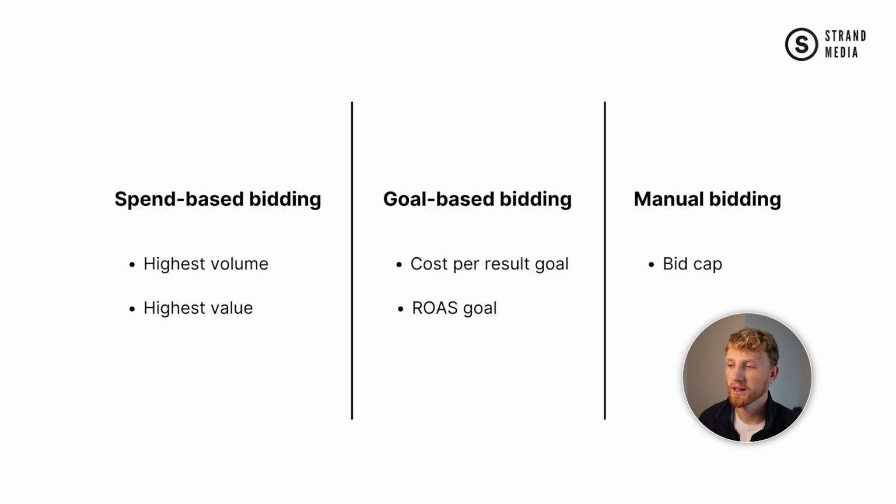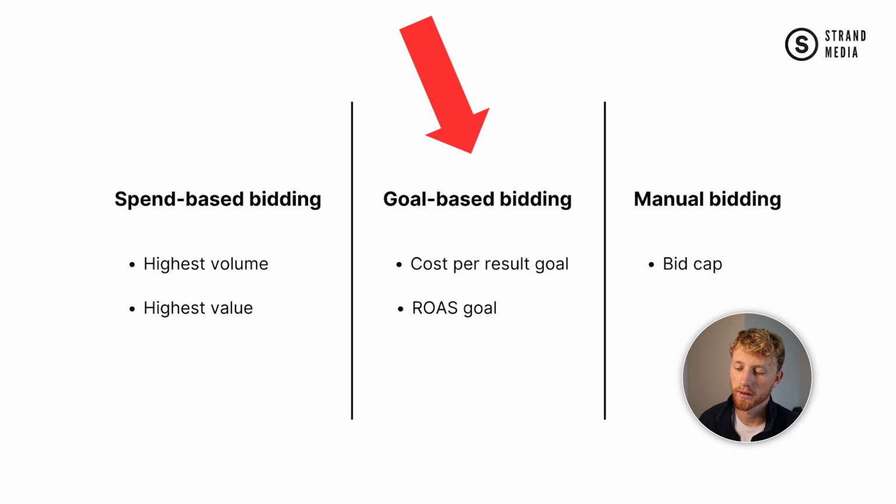So if you're like me, then what you would want to use is either goal-based bidding or manual bidding. With goal-based bidding, previously referred to as cost caps, you can either use the cost per result goal bid strategy or the ROAS goal bid strategy. It's essentially the same thing here. Either you set a set amount, so let's say you want to bid $10 per sale. That's the max you're willing to pay to get a sale. Then with the cost per result goal, you're going to set the goal at $10.